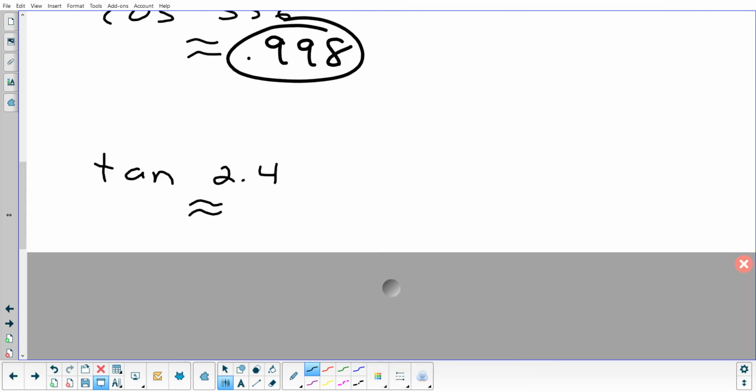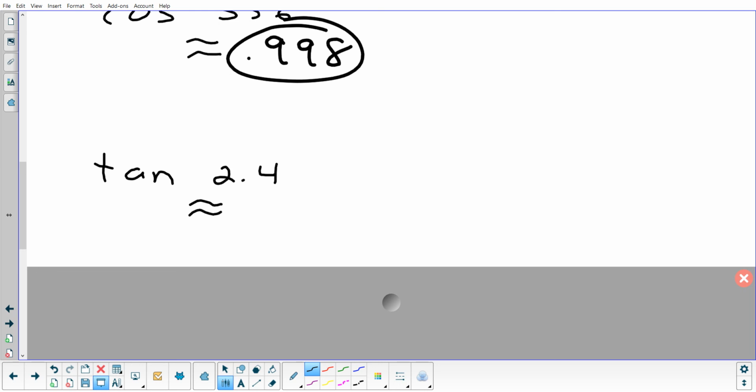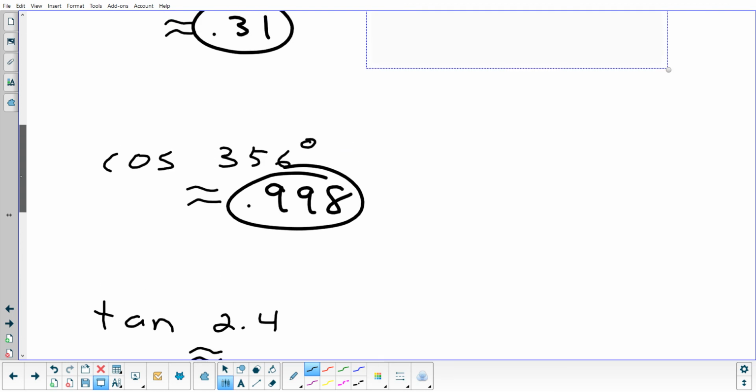Cosine 356. What's different about this one? Yep, it's in radians. And if you're looking for some giant description that tells you it's in radians, you're not going to find it. The way you know it's in radians, you don't see that. That's the only thing that's going to be different. So you have to look for that on the test.